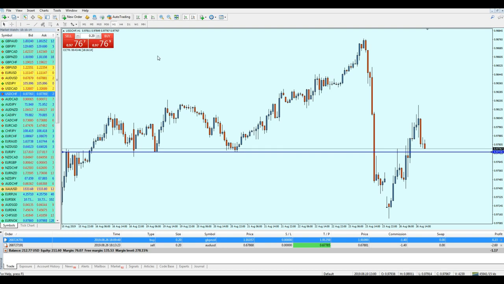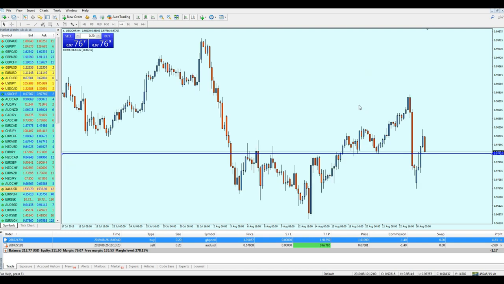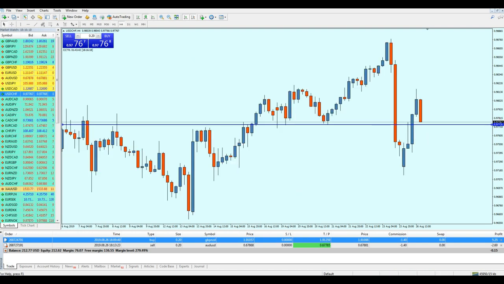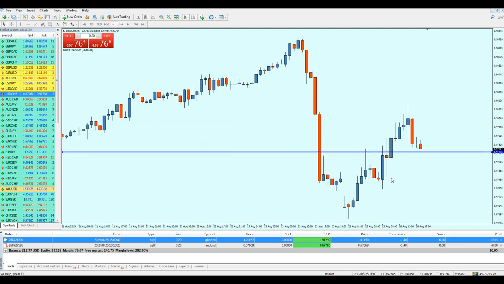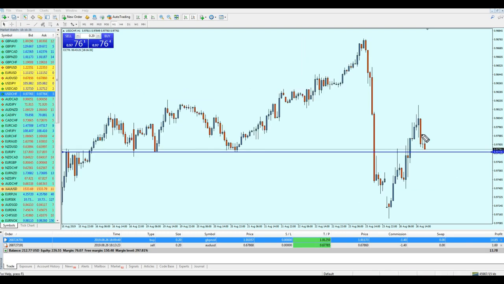Let me explain the reason why I'm avoiding this one. Now you might tell me that this is a good setup because here we have a support level which was later broken out by this bullish breakout candle. You are right. That is on the 4-hour chart. Seemingly, it is a good setup. But going to the 1-hour chart, we can see something different here. What I see on the 1-hour chart is these wicks here. It's screwing the whole setup.